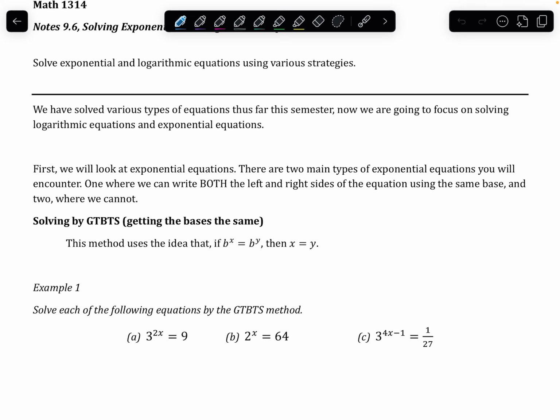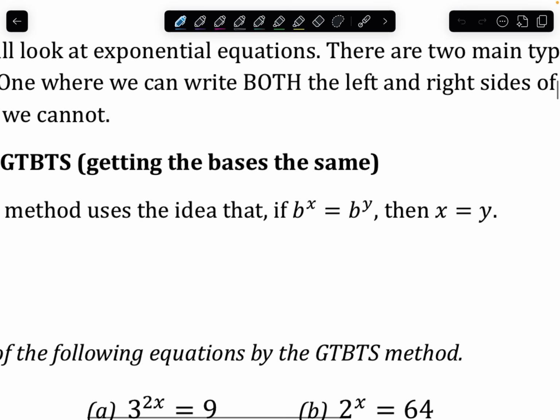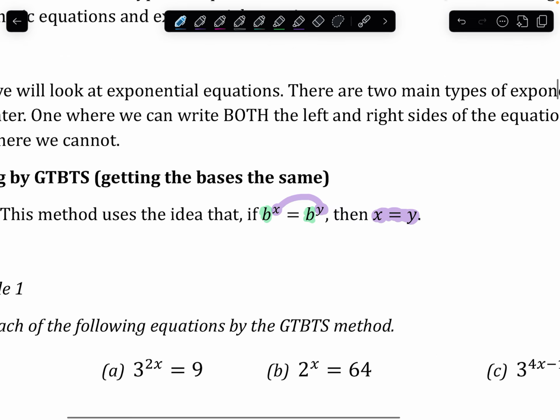I call this the GTBTS method, and this method uses this idea here. If we can write both the left and right sides of our equation using the same base, b, 3, 2, etc., then the two exponents, x and y, would have to be equal. So if the bases are the same, the exponents are also the same. However, this method will only work if they have a base in common. If you have a 3 and a 7, those bases have nothing in common, so this way would be out.